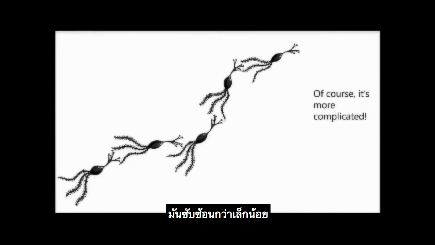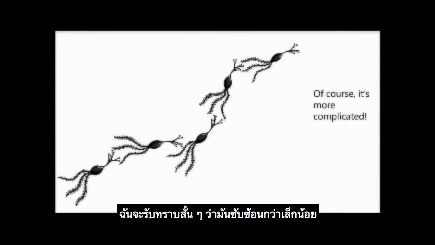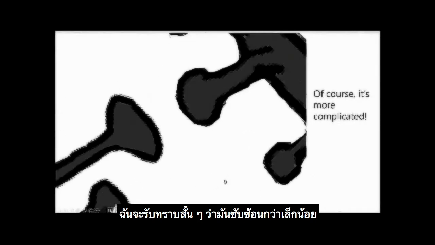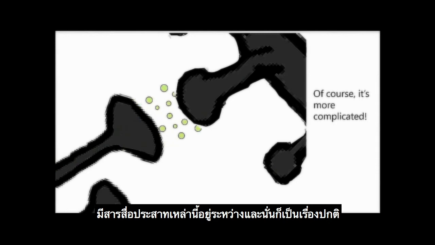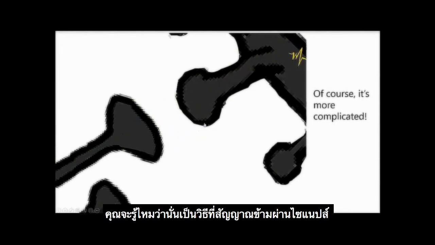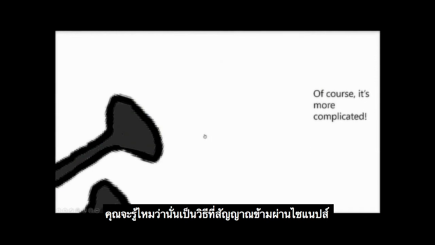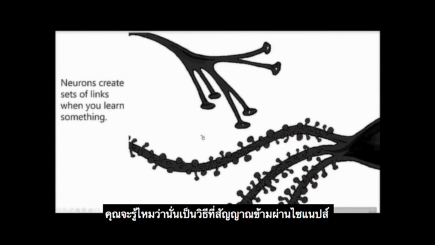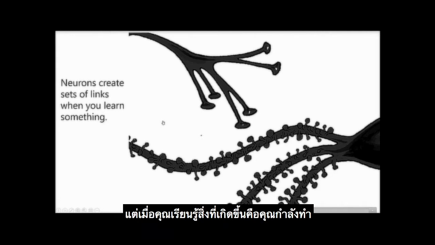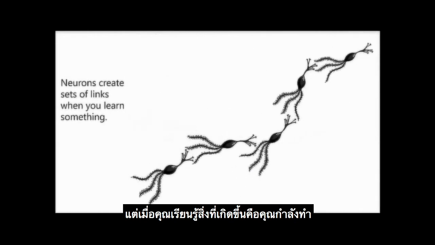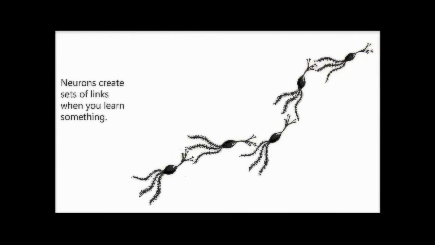It is a little more complicated. I will briefly acknowledge that, but you don't need to worry about it. There are neurotransmitters in between, but that's just fine. That's how the signals jump across that synapse. But when you're learning something, what happens is you are actually making connections between neurons in your brain.